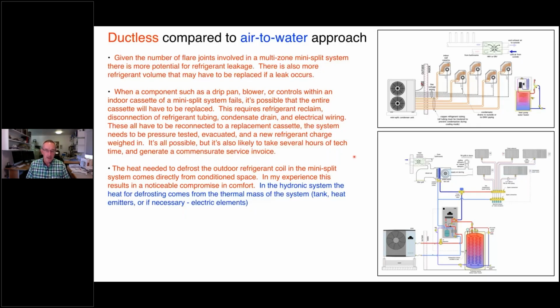It might be a buffer tank if the system has a buffer tank. It could come from heat emitters. The AV system does have a provision to draw heat for defrost from either the domestic water tank or, if necessary, even use the electric elements. But the bottom line is the occupants of the space are not going to feel discomfort as a result of the defrost in a hydronic system. Again, imagine a system that has a radiant floor, a concrete slab, that has tremendous thermal mass, and the heat for defrost is easily attainable from that thermal mass without compromising comfort.